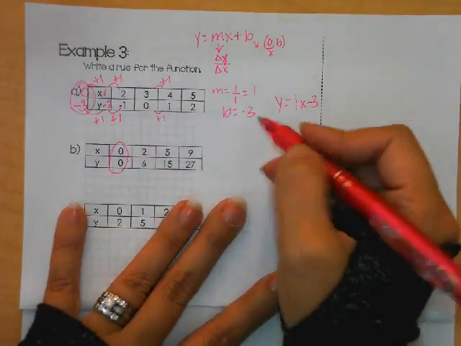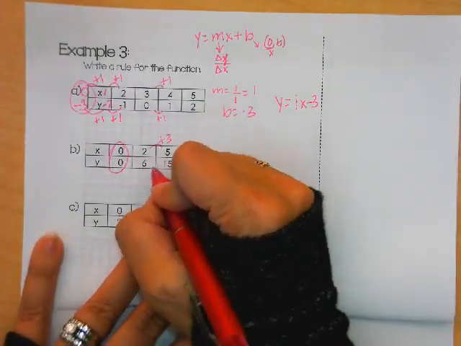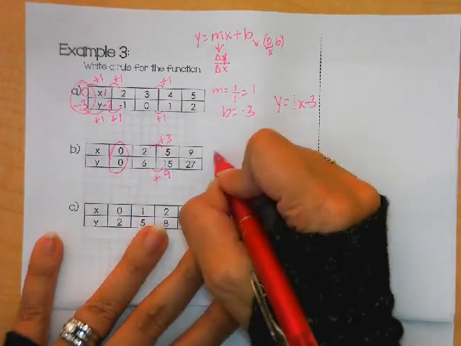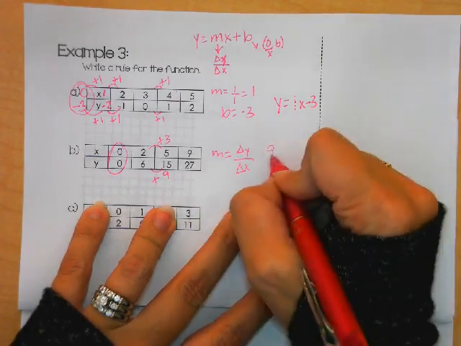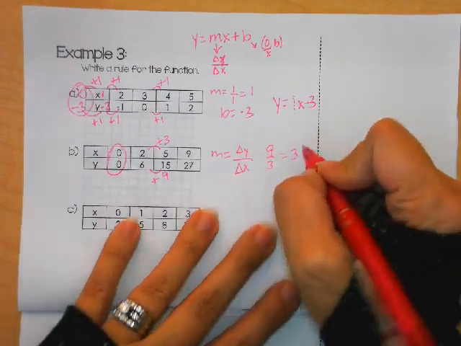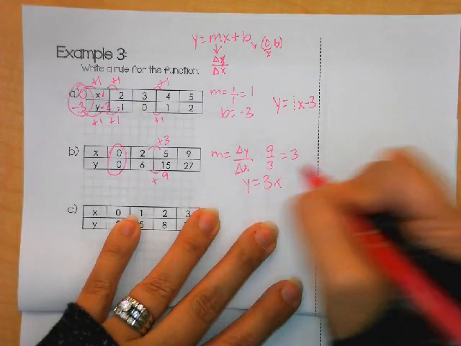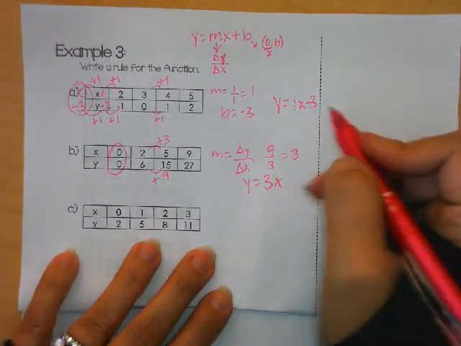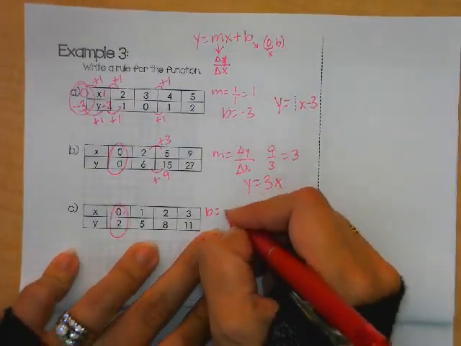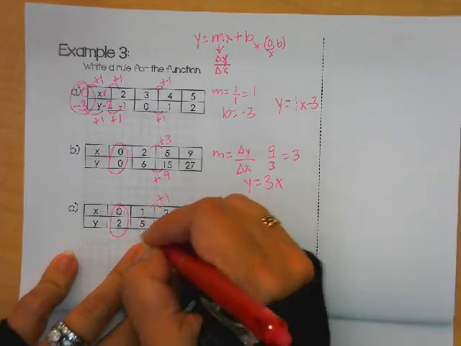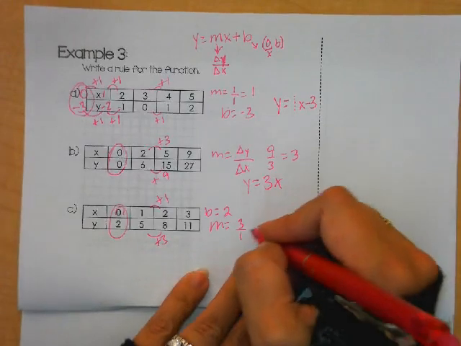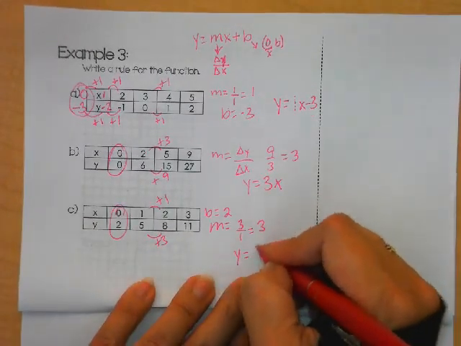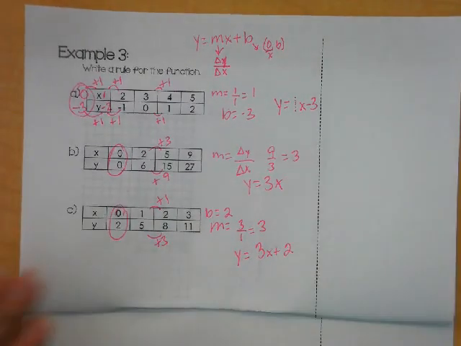This one's proportional. We've got plus 3. We have plus 9. Change in y over change in x is 9 over 3. So our slope is 3, so y equals 3x is our function. Here's my b value on this one. It's given to us. Plus 1, plus 3. 3 over 1 for our slope, or 3. So our equation is y equals 3x plus 2.